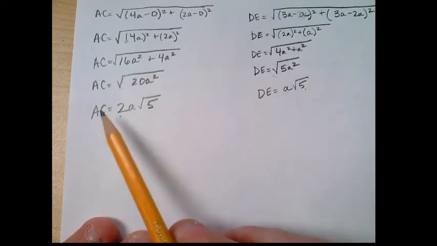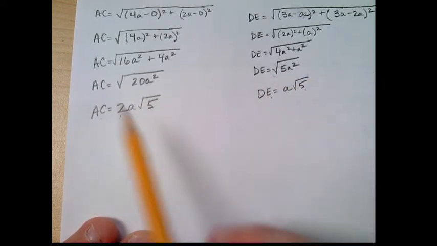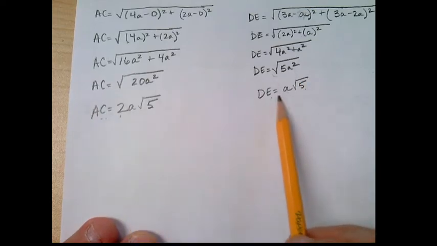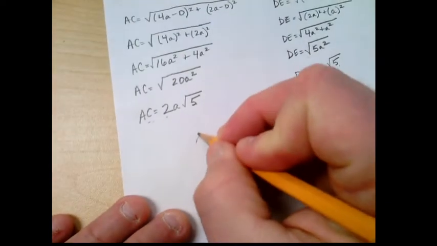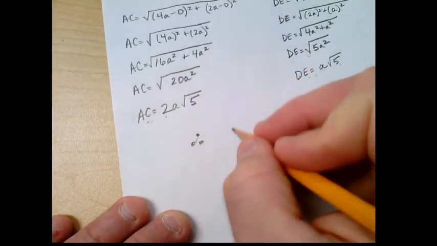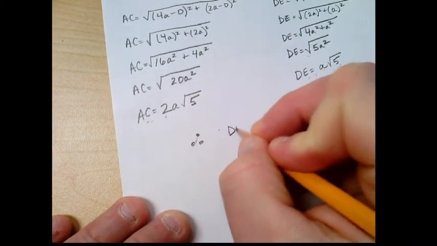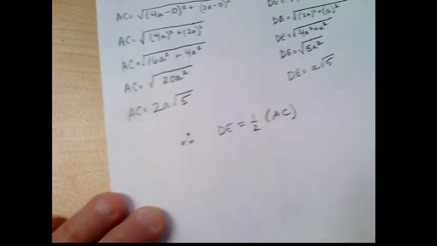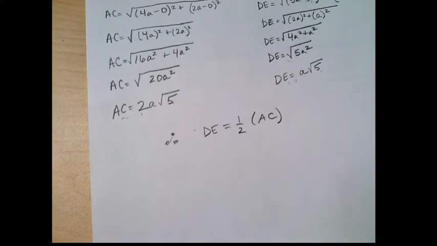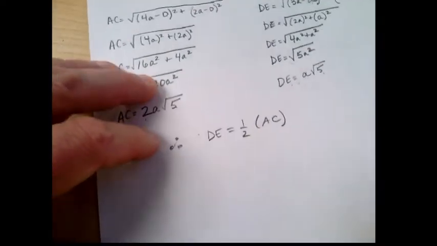So how much bigger is AC than DE? We know that AC is twice the size of DE, or that DE is half the size of AC. So therefore, I am just proving that DE is 1/2 of AC. So we still want to take this and apply it.